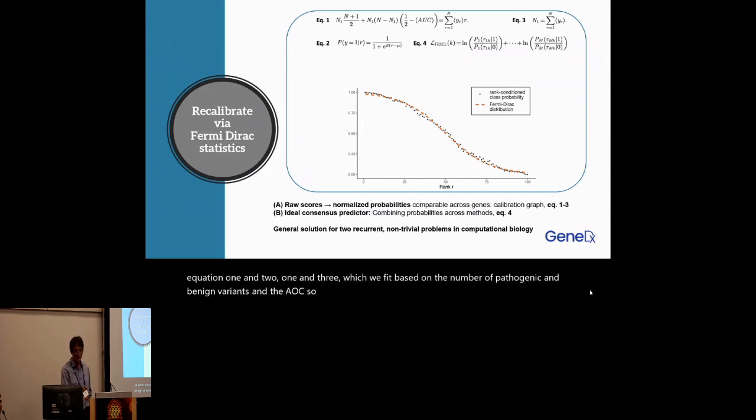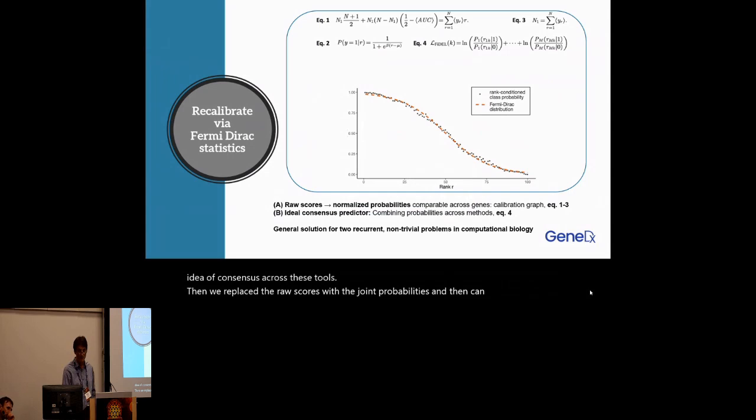So then for each variant k, we enter each method 1 to m. We plug the calculated probabilities into equation 4 to get the joint probability, which is like an ideal consensus across these tools. Then we replace the raw scores with these joint probabilities, and then can apply global thresholds, select pathogenic and benign variants, and assess the performance.